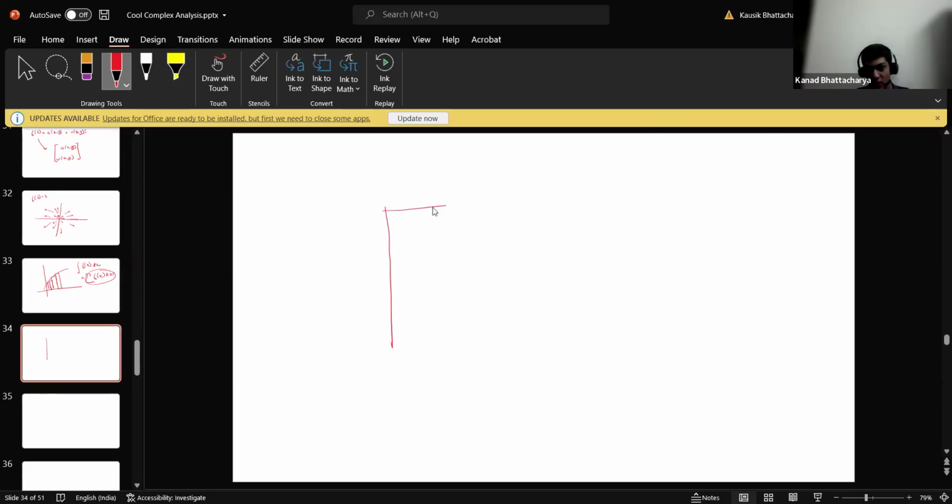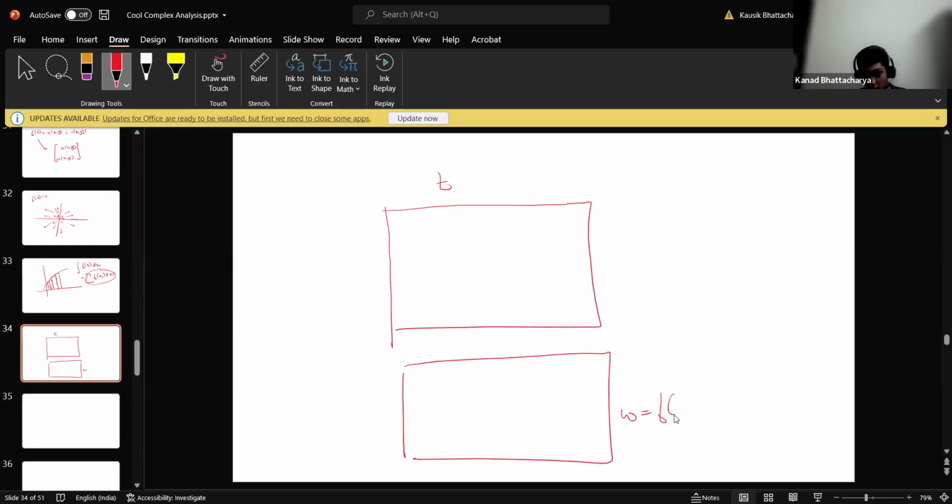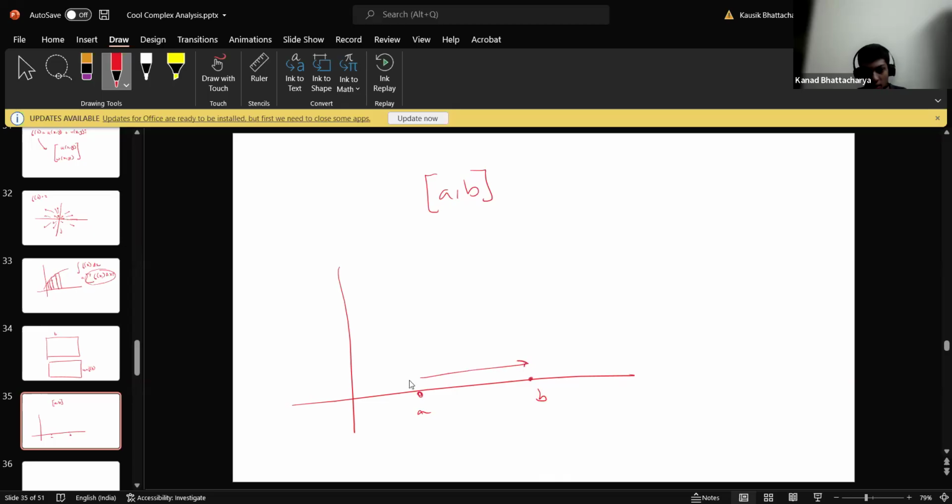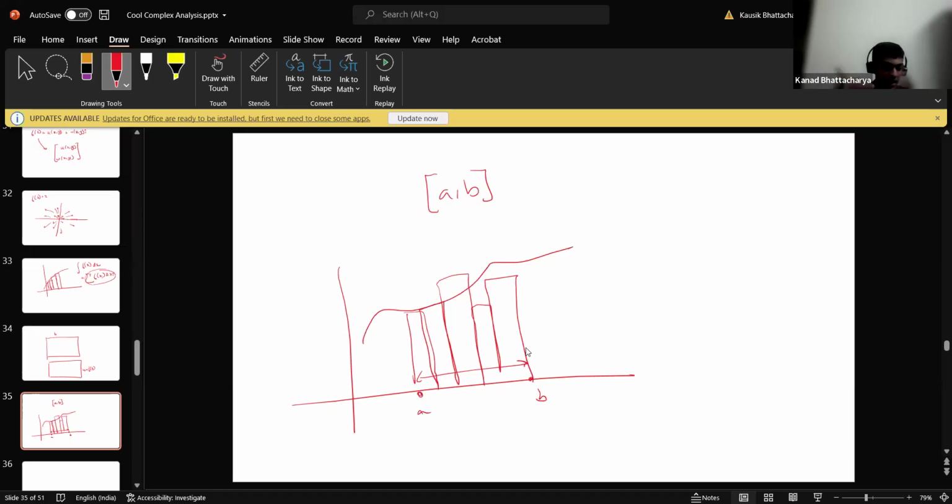Let's say we look at the z plane, and the w = f(z) plane. In the case of real numbers, we usually integrate over an interval [a, b]. So we take some point a, some point b, and integrate over this as the function exists here. We just keep drawing rectangles, approximate and refine the approximation, and try to understand it.